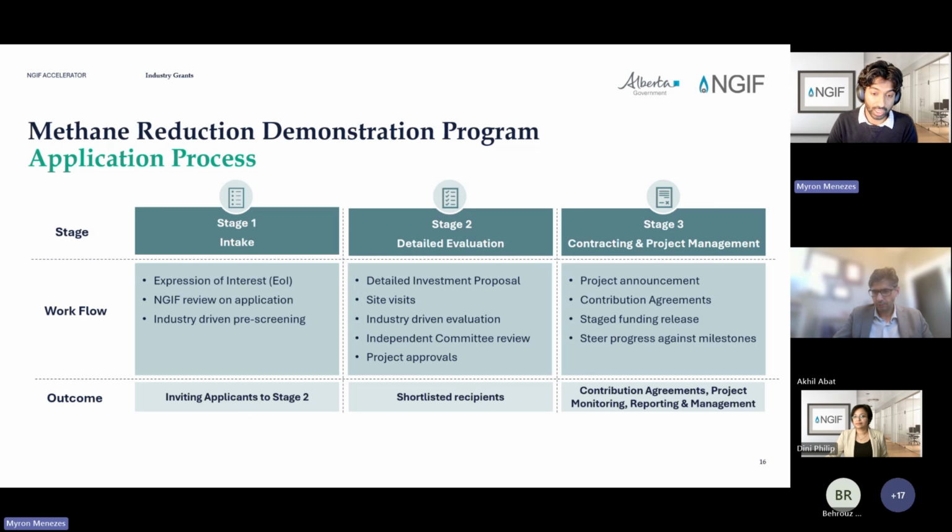Once that's done, we collect scorecards and implement a similar exercise of gathering everyone in one room and making a collective decision on who receives the funding. Once that's done, you're conditionally approved for funding and you proceed to stage 3. If you are one of the shortlisted recipients of the grant, we will proceed to sign a formal contribution agreement with you and kick off the project through a kickoff meeting.